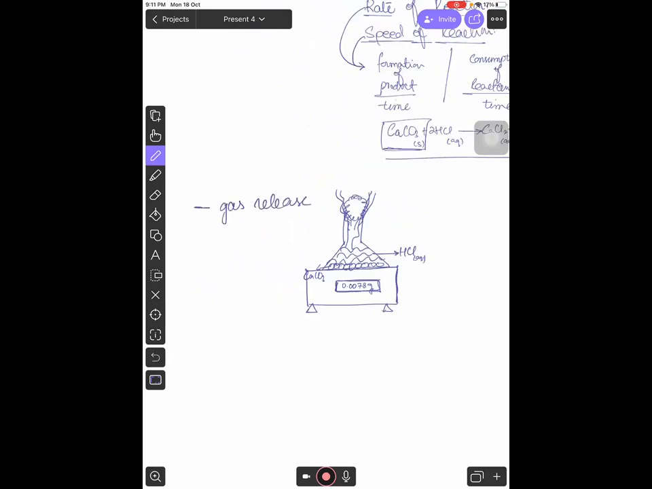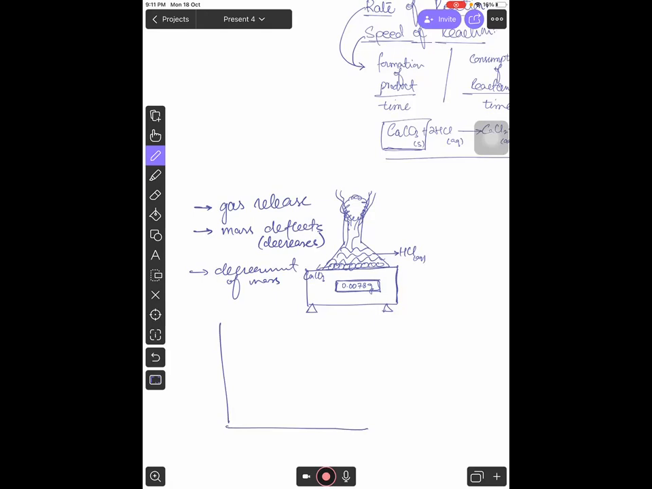So you can see over here, gas is released. That is the first thing you will see. Definitely when the gas is released, the mass decreases on the machine. So this is the decrement of mass in the machine. In this way, you can easily find the mass which is decreasing.